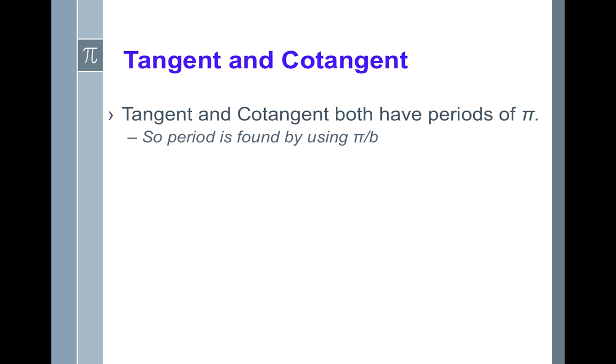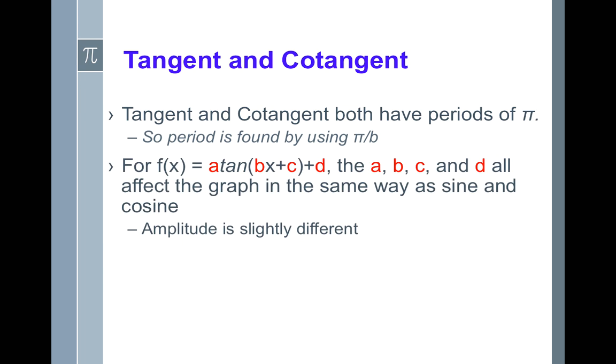Both the tangent and the cotangent have the period of pi. This is a very big note that you make sure you understand. For tangent and cotangent, in order to find the period, you must use pi over b, not 2 pi over b as we did before with sine and cosine. And the function looks just like this. You can replace tangent with cotangent.